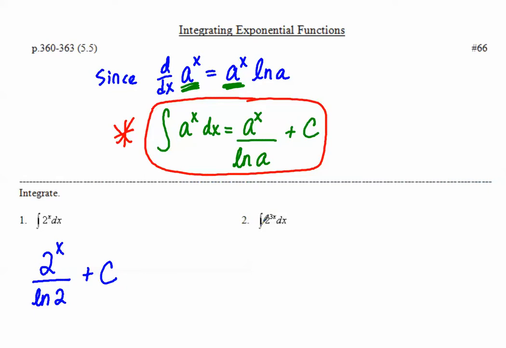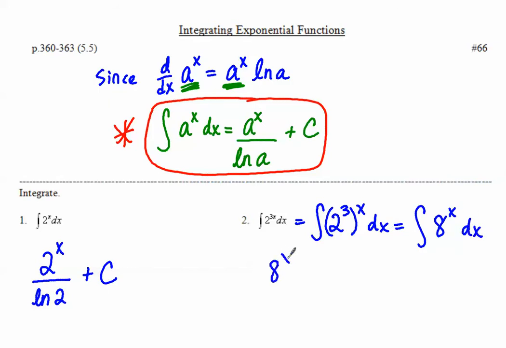Here again, I have a problem where I'm integrating 2 to the 3x, and I may think to myself, I need to use substitution because the exponent is more than just x. But remember, we can simplify exponential functions. Think of this as 2 cubed to the x, and therefore we get 8 to the x. Now it's easier to integrate. 8 to the x itself divided by natural log of 8, and then of course plus c.